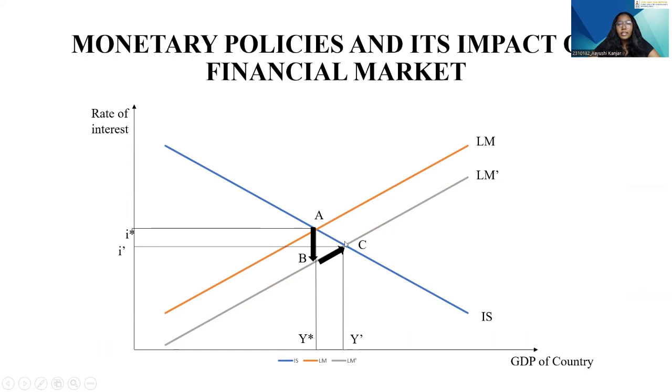And finally the interest will decrease from I star to I dash, and the GDP will increase from Y star to Y dash.